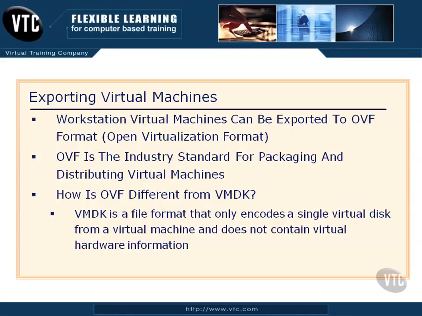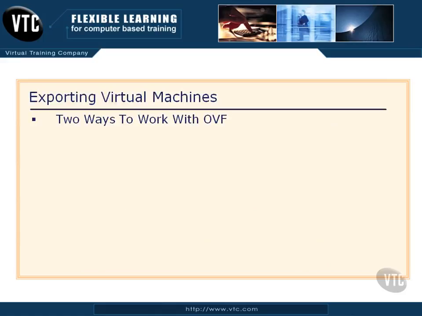VMDK is a file format that only encodes a single virtual disk from a virtual machine, and it does not contain the virtual hardware information because we're trying to tweak all the performance we can, and so the VMDK file is one of many. The other files have information about the hardware, memory state, and that sort of thing. The VMDK just deals with the data and the operating system that's running, and so it gives us great response times. OVF packages everything. Notice that it provides a complete specification of the virtual machine in one file.